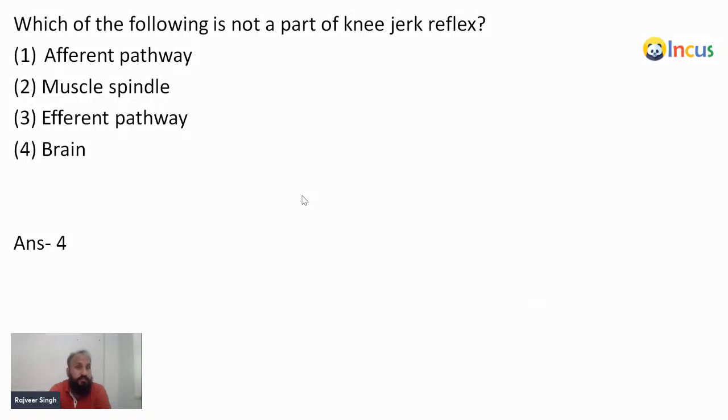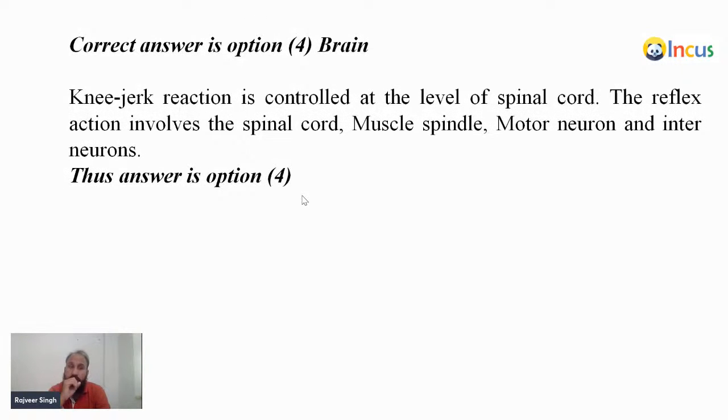Next question is, which of the following is not a part of the knee jerk reflex? Afferent pathway, muscle spindle, afferent, brain. Definitely, answer will be brain. Why did we choose brain as the answer? Because the knee jerk reaction is controlled at the level of the spinal cord, and the reflex action involves the spinal cord, muscle spindle, motor neurons, and interneuron. So answer will be fourth.